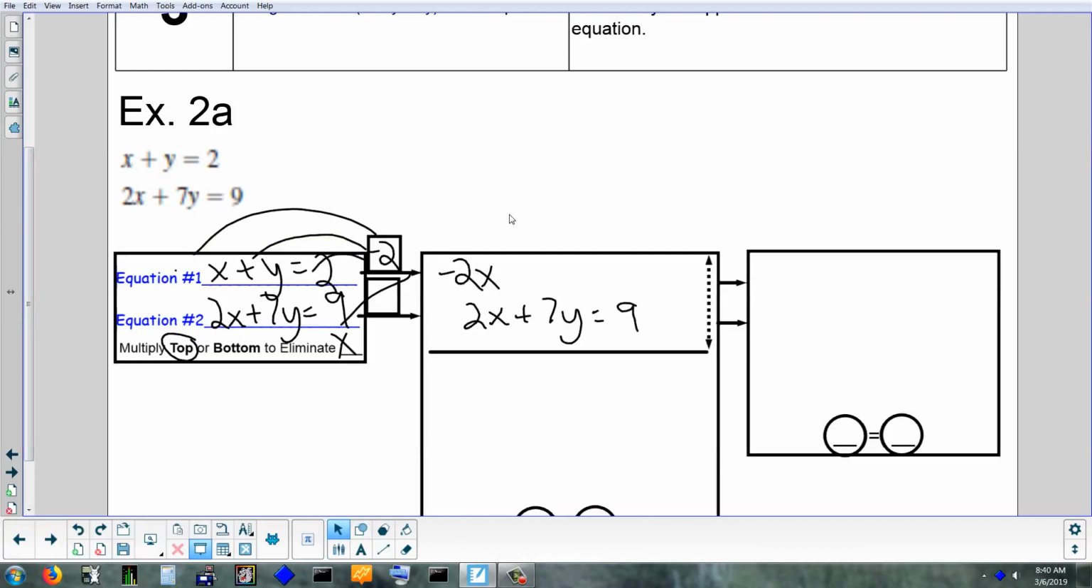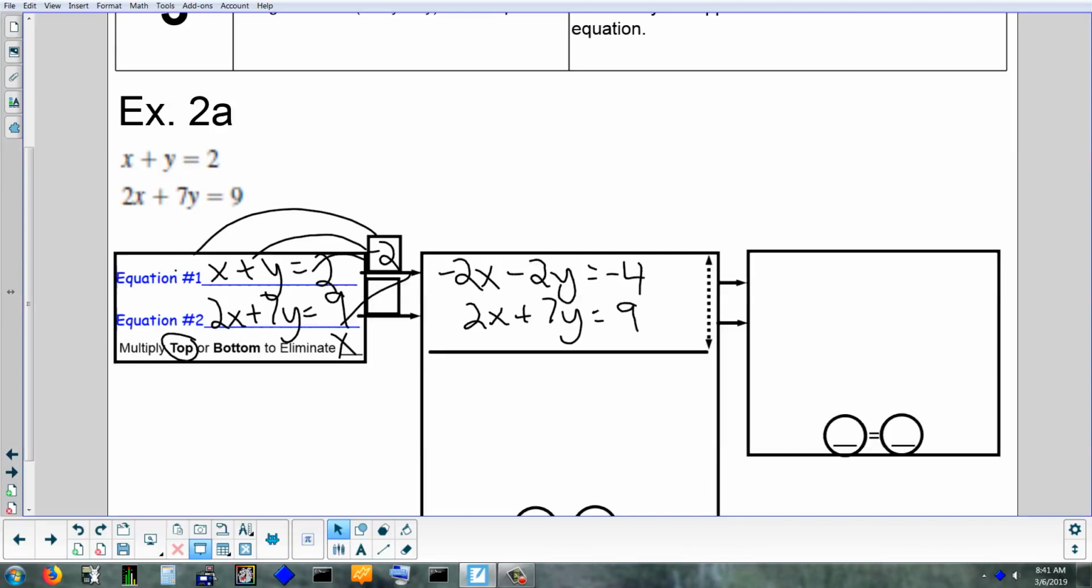Think about it. Negative 2 times a single x was negative 2x. How about negative 2 times a single y? Negative 2y. Nice job, Jake. Very good. Last thing I'm going to put is what? What's the last number I'm going to write? Negative 2 times 2, which is negative 4. Nice job, buddy.